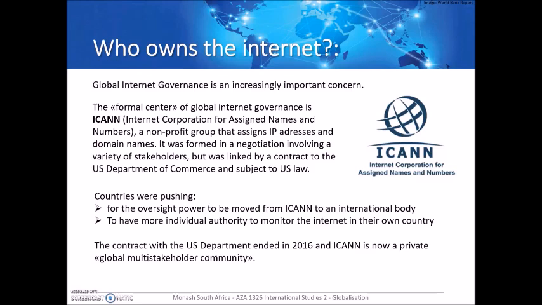At the same time, countries were also pushing to have more individual authority to monitor the internet in their own country. Particularly countries like China exert a very strong control over their internet. There are several pages or things that are not accessible to the Chinese population. So obviously this was also an interest of certain countries, to be able to monitor their internet to a much higher degree. So in 2016, the contract with the US Department ended, because it was a contract that had been in place for several decades and was ending in 2016.